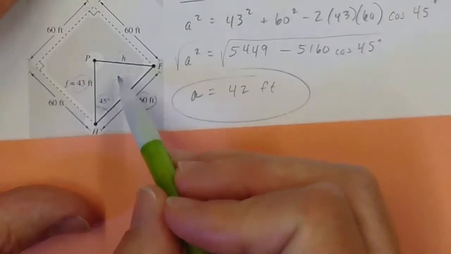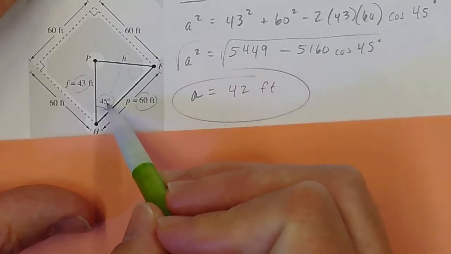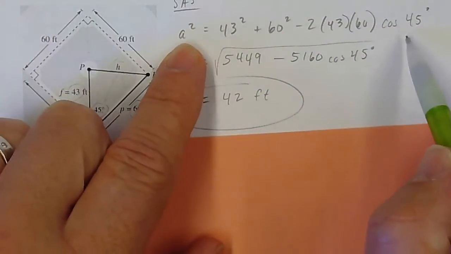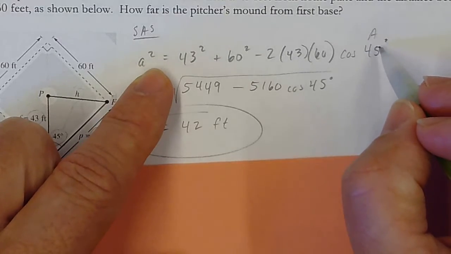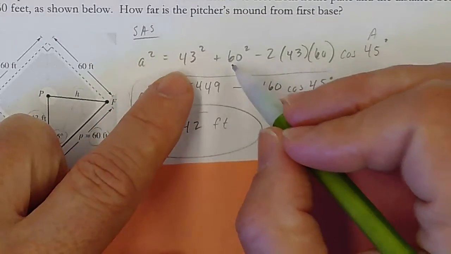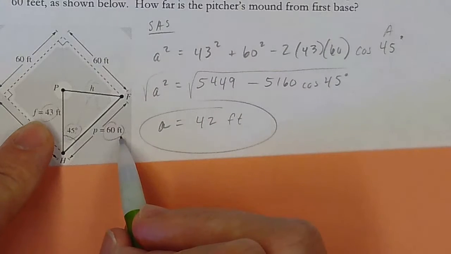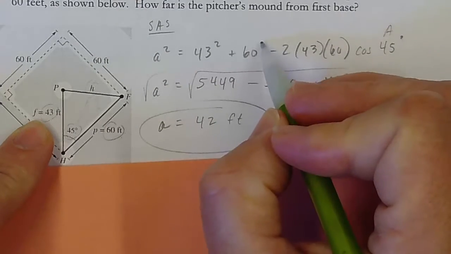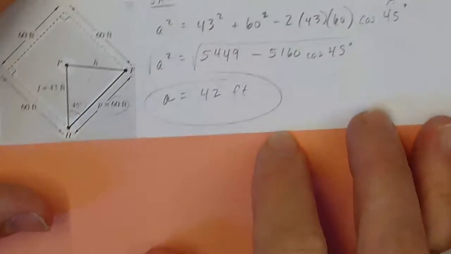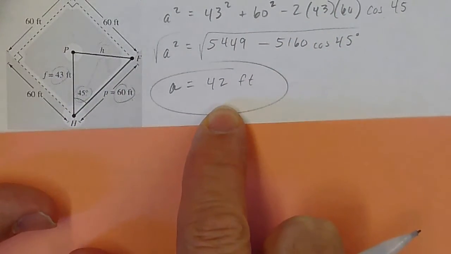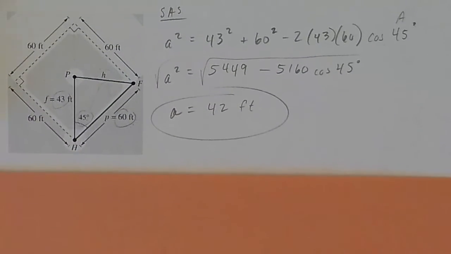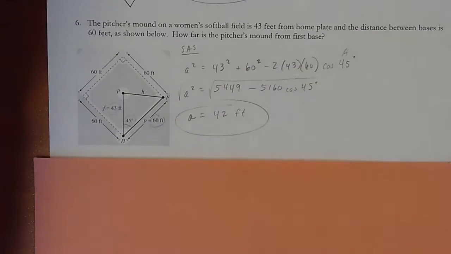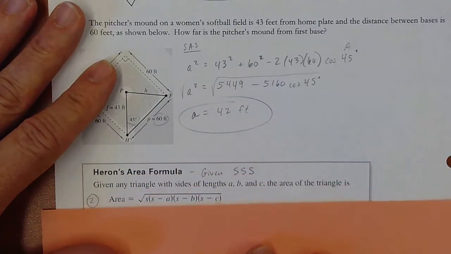All right, so we're looking for this side across from the given angle, 45 degrees. I call it A in the work, so you can call this angle A if that helps. So this is the B squared plus C squared, the other two sides. All right, so then we just start doing the computations, the calculator work. To the nearest foot, we get 42 feet. Okay, so there's a couple applications for you to reference. Let's go on to Heron's formula.